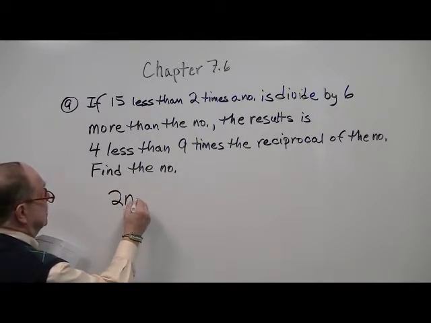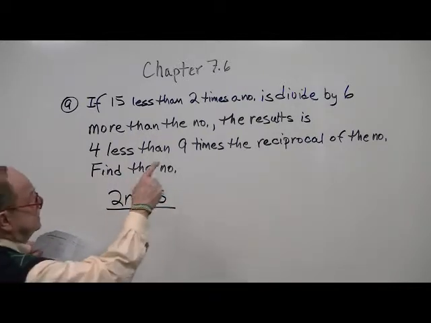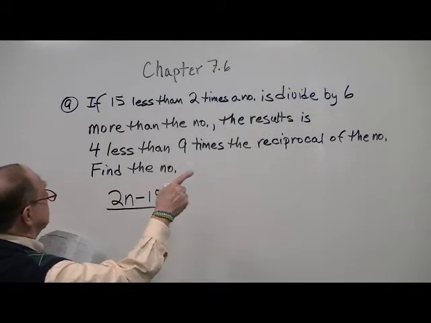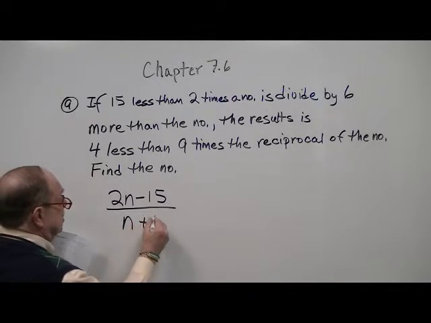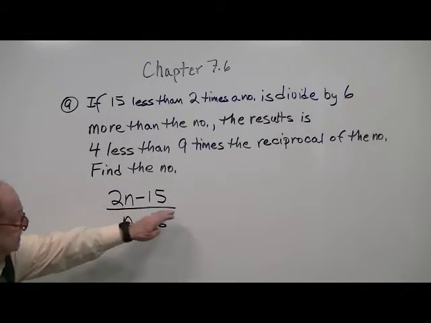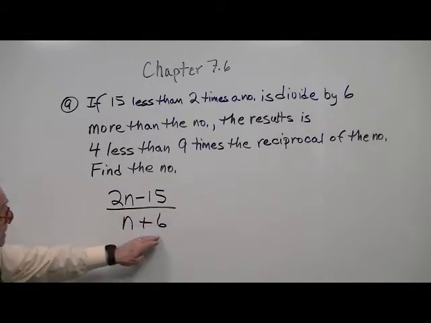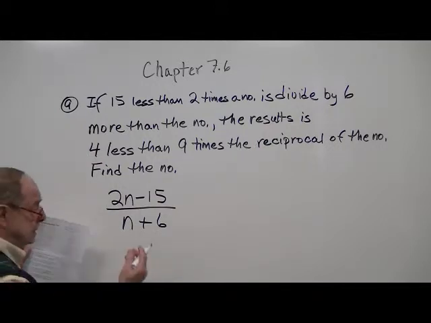2 times the number less 15 is divided by 6 more than the number. There's the number plus 6. If 15 less than 2 times the number is divided by 6 more than the number, so again, it took me a while to figure that out myself. You have to read it carefully.